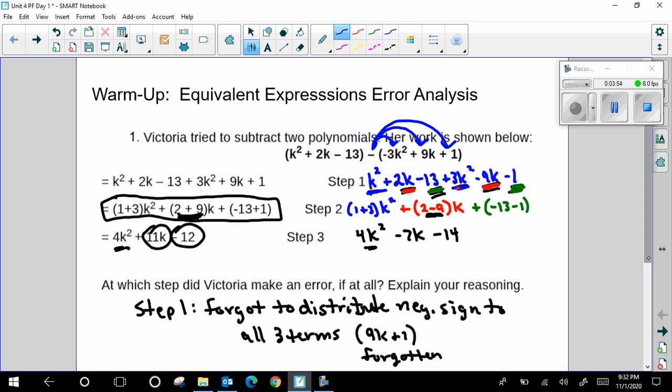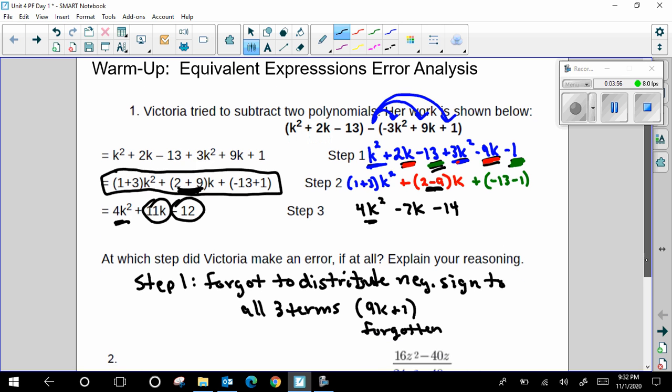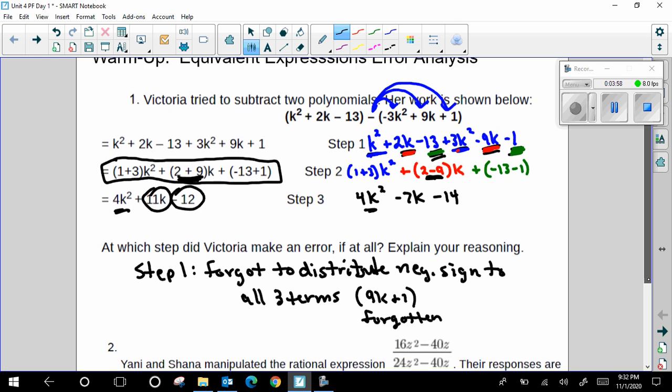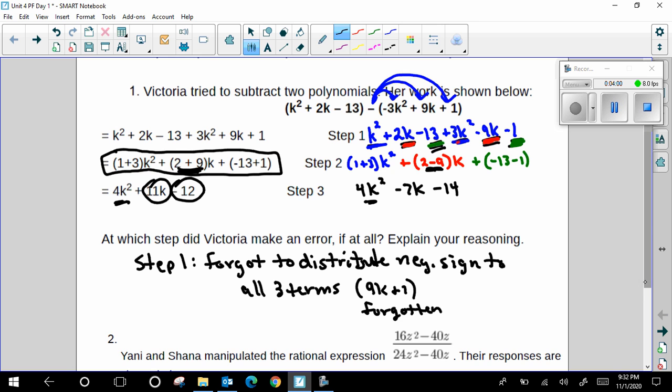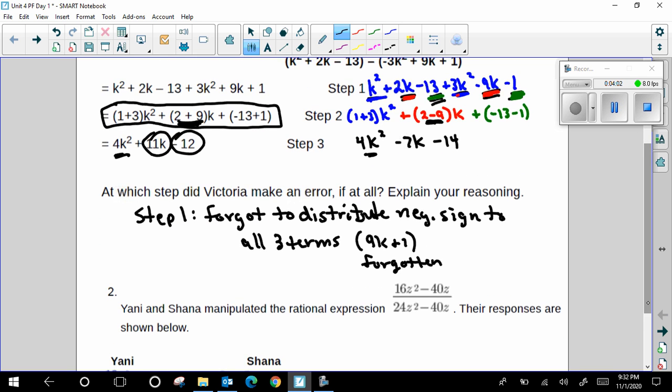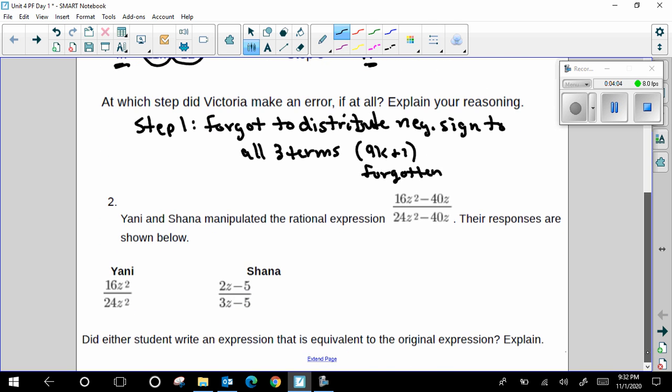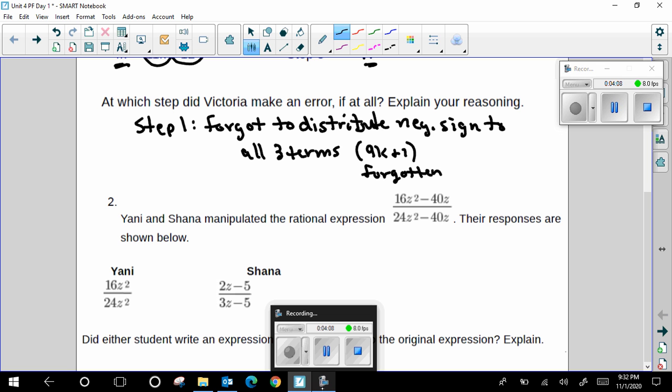All right, so the first part of your homework assignment that you'll actually be doing tomorrow after day 2 will go through some of that Algebra 1 review that you'll need later on in this unit. Okay, so here is another problem.